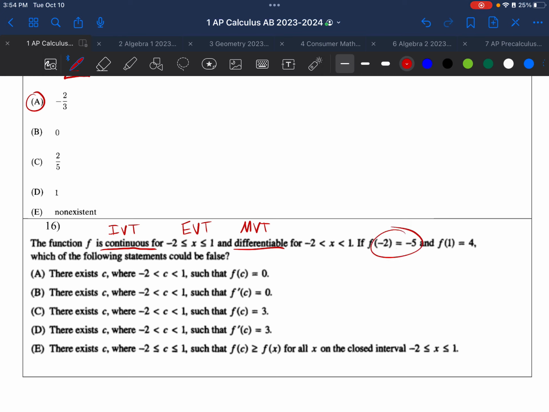And it tells us this value. As soon as you see something that looks like this, you need to reinterpret that as the x coordinate is -2 and the y value is -5. So this is telling us, hey, we have a point -2, -5. And it says, okay, we have f of 1 is equal to 4. Again, reinterpret that. That is 1, 4. You have a point 1, 4. So what do we know? And I'm going to go ahead and graph these to make my life a little bit easier.